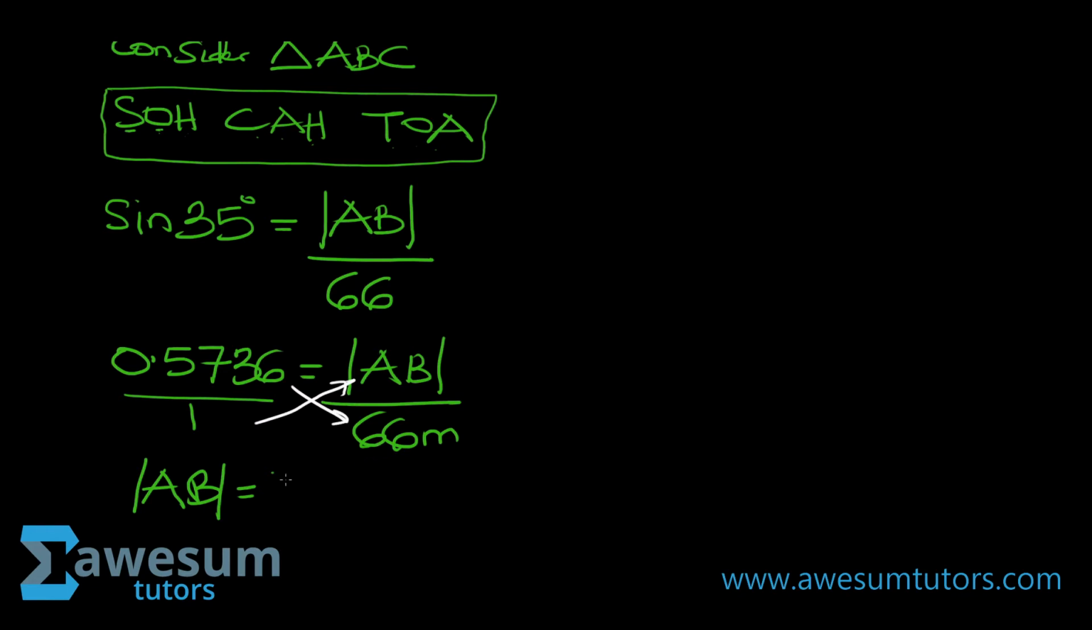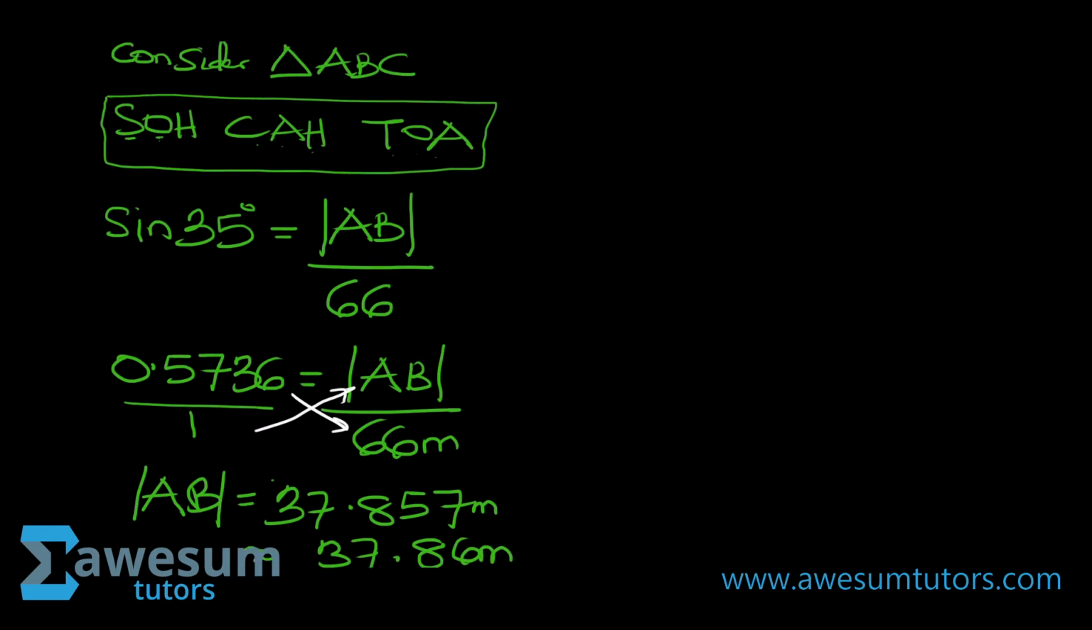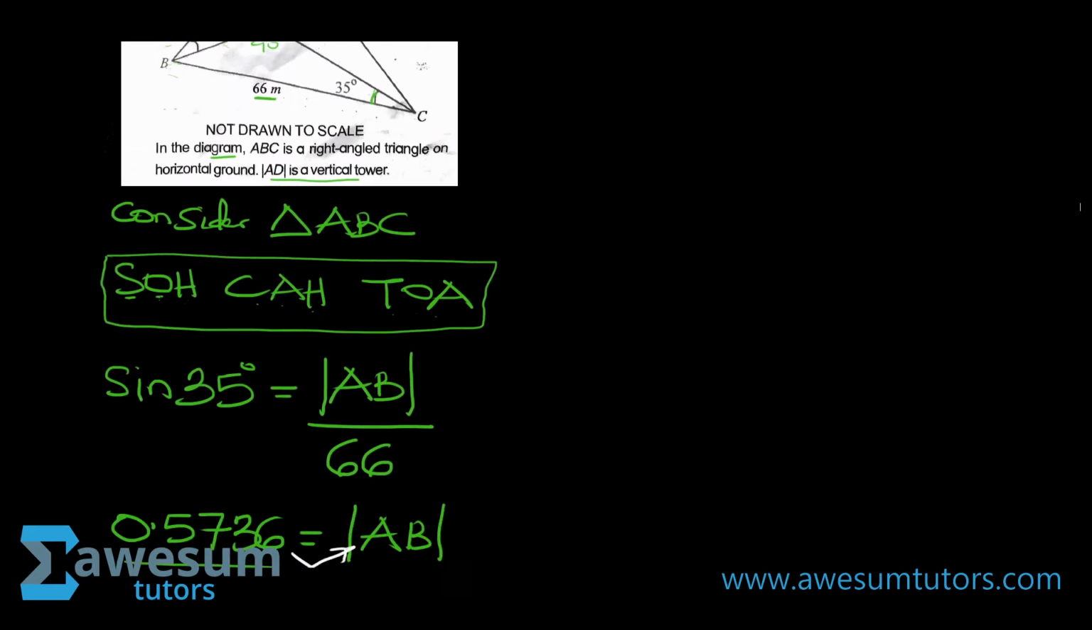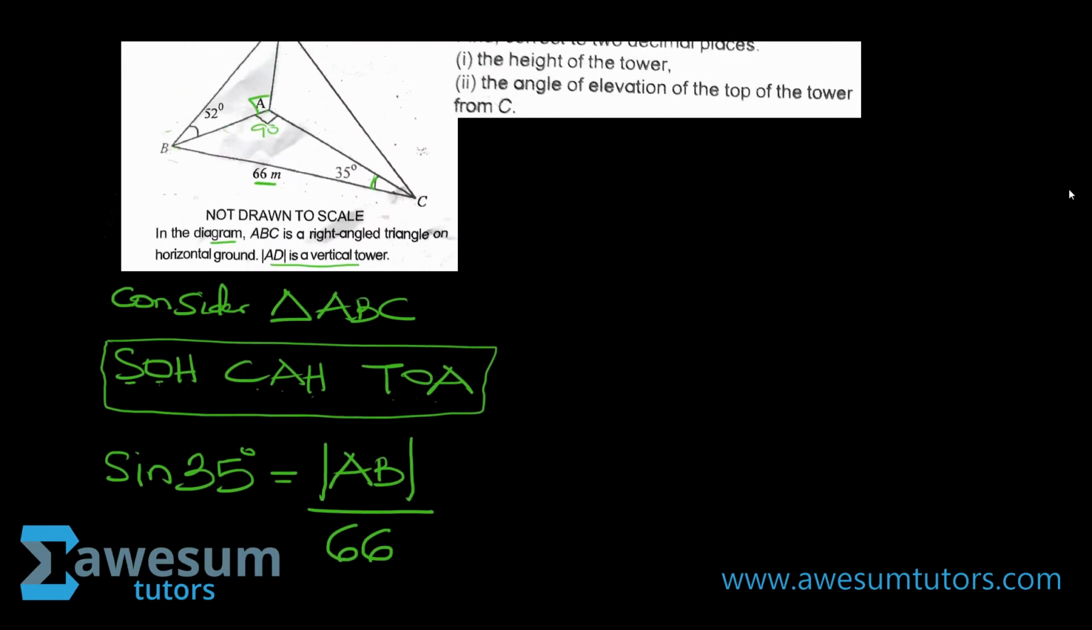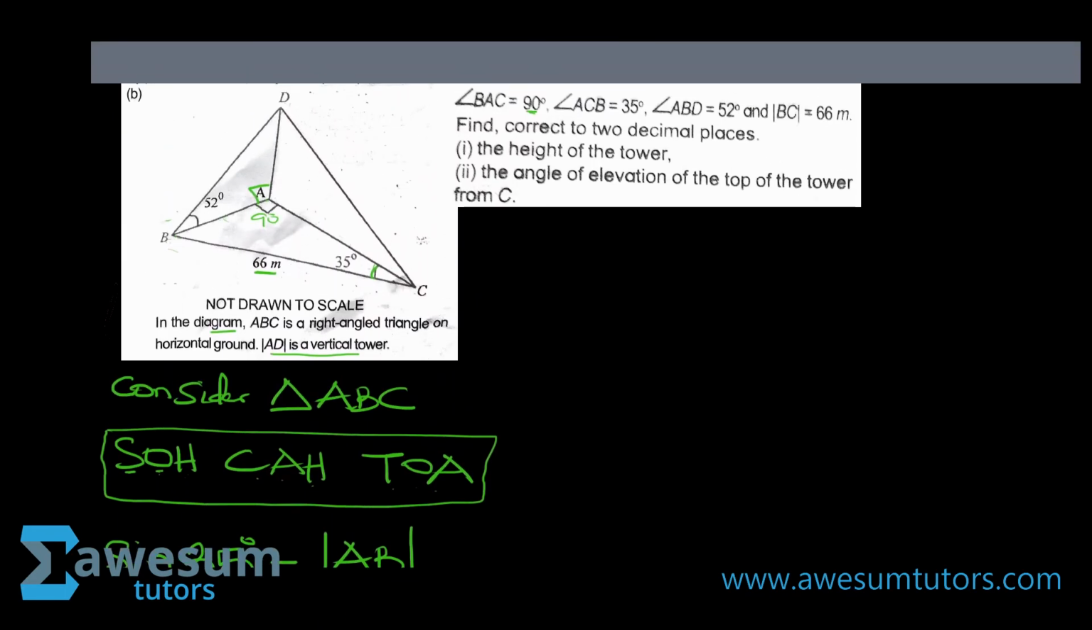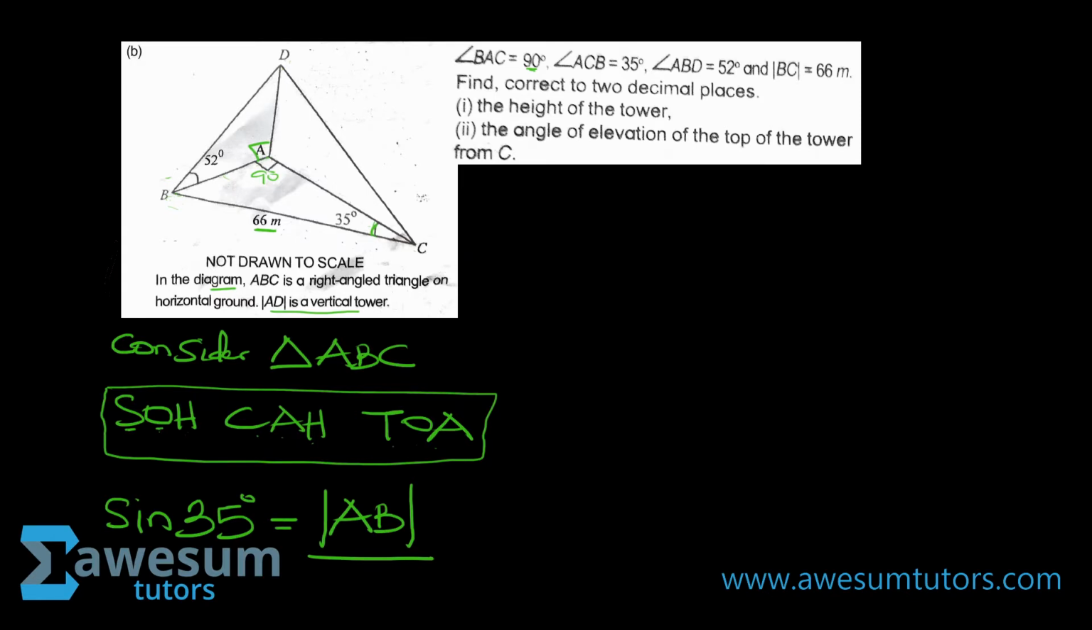If you multiply that together, that will give you 37.857 meters, which you can approximate to be 37.86 meters. Very good, guys, very good. If you take a look at this now, we have been able to calculate line AB to be 37.86 meters. So that means we've been able to calculate this side right here.